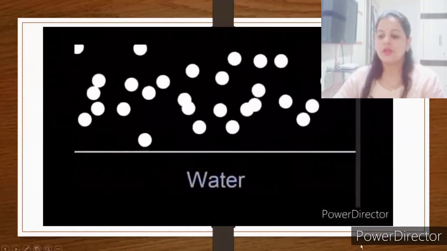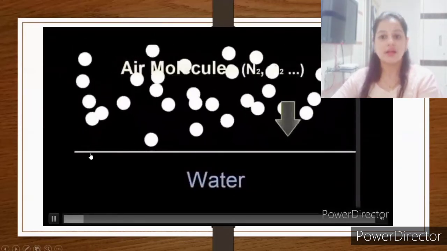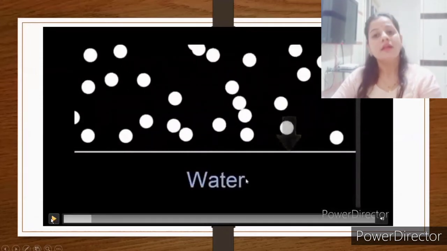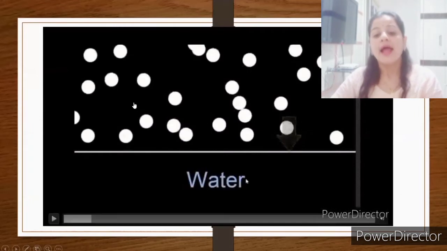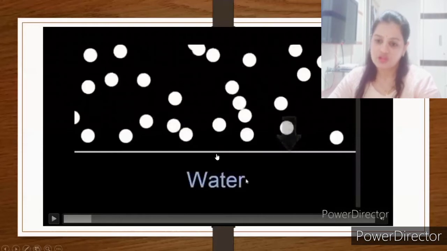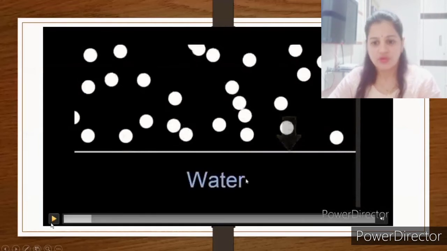See over here. These are the molecules present in the atmosphere. These molecules are continuously moving around, and when they come in contact with the surface of the water, they create some pressure over the surface of the water, and the pressure created over this surface is known as the atmospheric pressure.